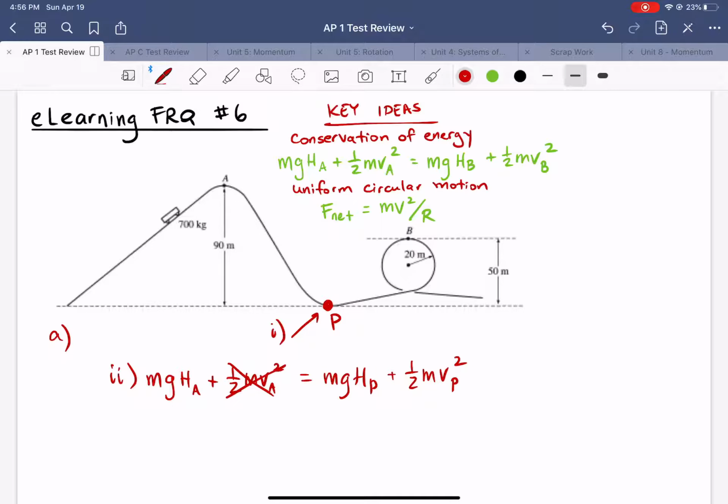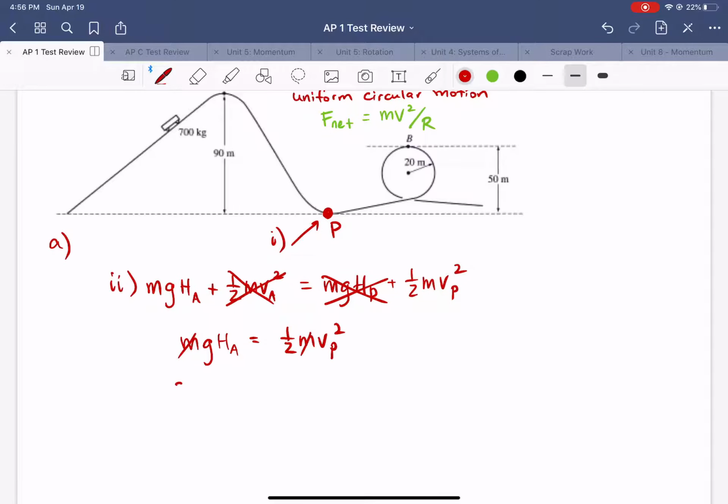At point P, let's just say we're going to measure the height from the dashed line along the bottom of the figure, so HP is also going to be 0, which makes this entire term 0. So our equation is actually a little bit simpler. It's just this. And we can cancel the mass of the cart from both sides, and now let's move the 1/2 over to the other side and plug in some numbers.